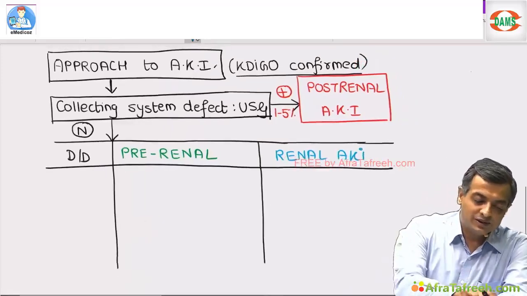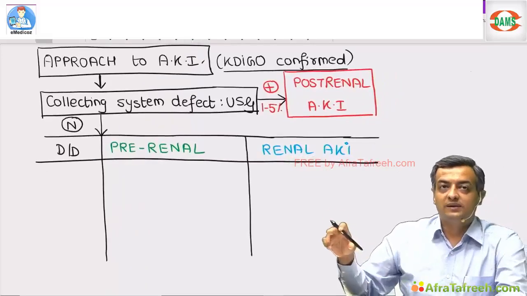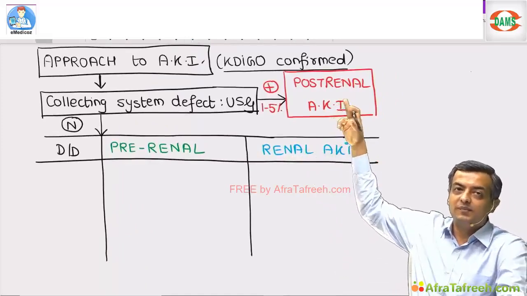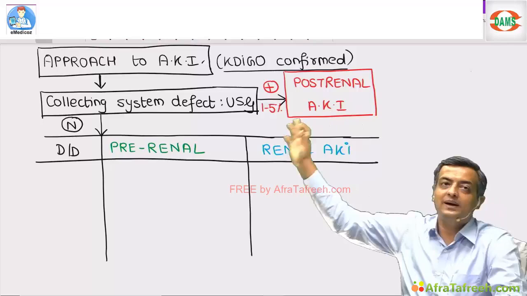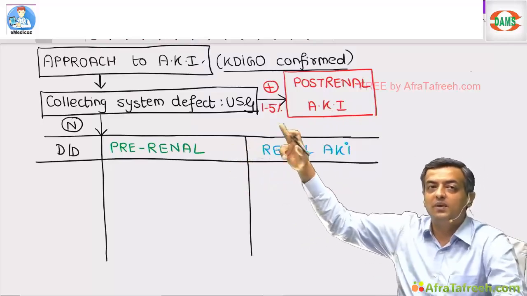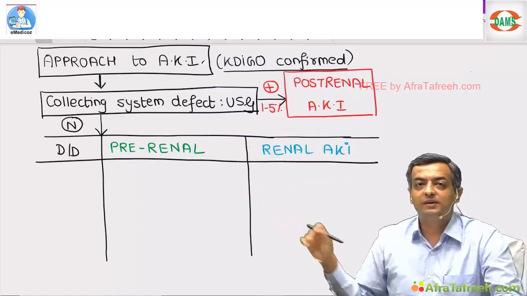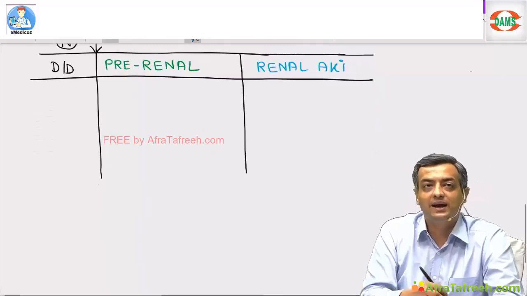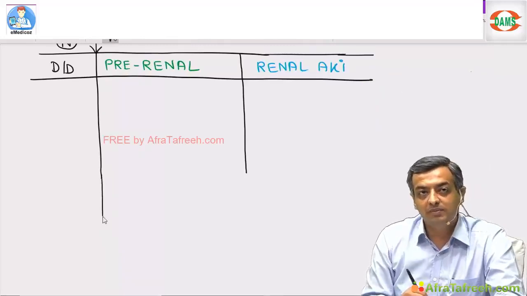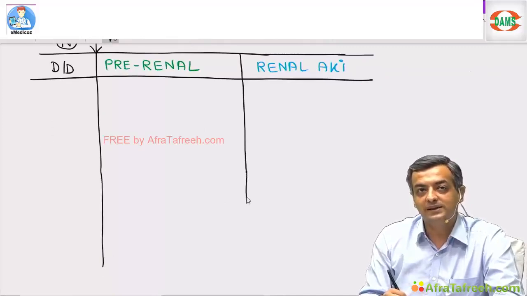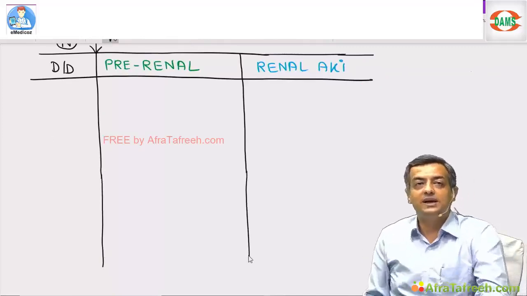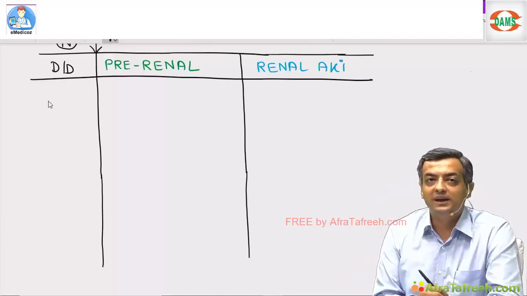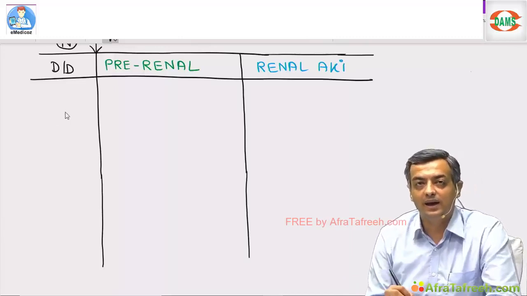So in this approach table, our point is to differentiate whether it is pre-renal, renal or post-renal. The first step, post-renal, either confirm or exclude. So what remains with me is the choice between pre-renal and renal cause of AKI. Now this is one of the most important questions both in practice and MCQ: how to differentiate between pre-renal and renal AKI.